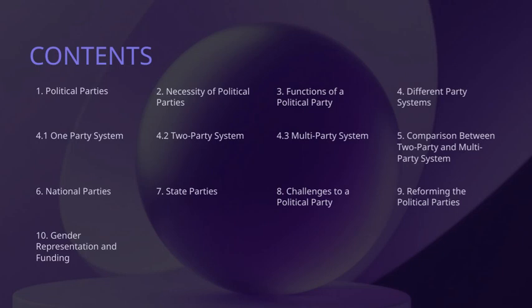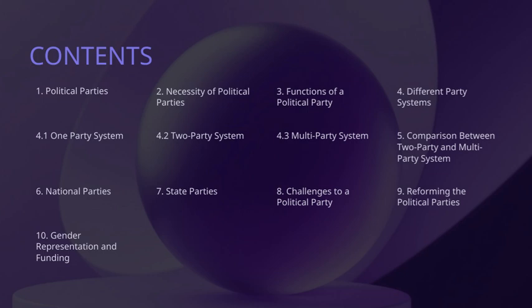Let's take a closer look at the different types of party systems and why they matter. First, we have the one-party system, where a single political party dominates the political landscape, often seen in authoritarian regimes. Moving on, the two-party system is quite common in many democracies. Here, two major parties compete for power, providing voters with clear choices.